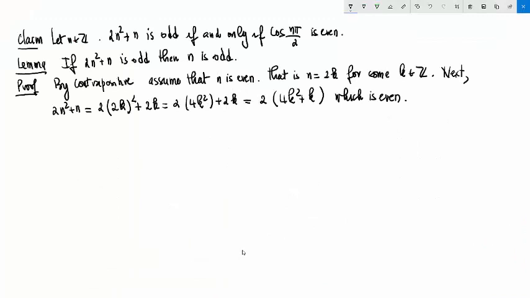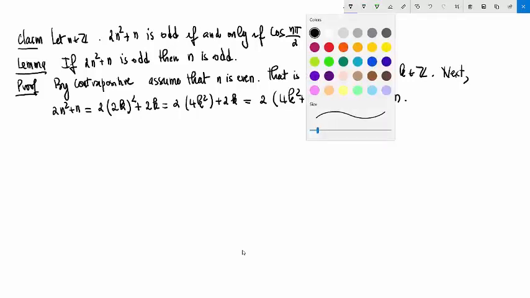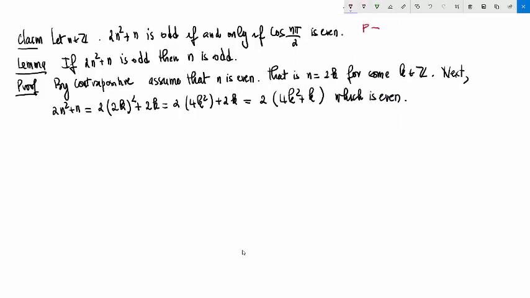Let's consider the following statement. Let n be an integer. 2n squared plus n is odd if and only if cosine of n pi over 2 is even. So remember that a statement of the type P if and only if Q is really a biconditional statement. It's a conjunction of the statement P implies Q and its converse. So whenever you have a biconditional statement, there are two things to prove. You have to prove P implies Q, and you have to prove the converse Q implies P.